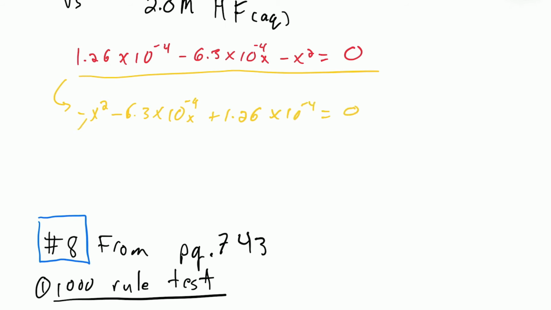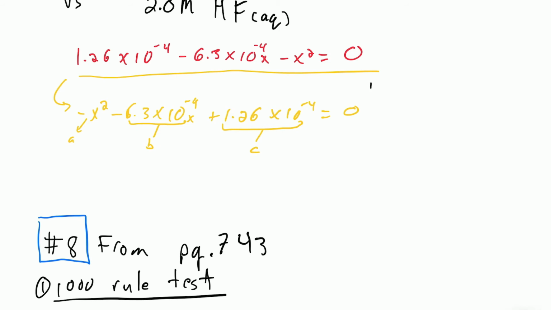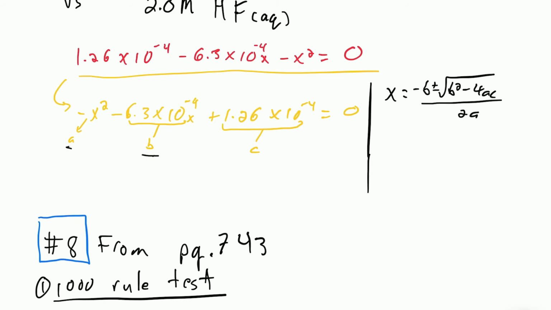So your negative 1 represents your A. The 6.3 times 10 to the negative 4 represents your B. And here's your y-intercept, or your C value. And so what we could do to find our exact values of x is use the discriminant formula: x is equal to negative b plus or minus the square root of b squared minus 4ac, over 2a. And we know what the A, B, and C are, so we could just substitute them in.